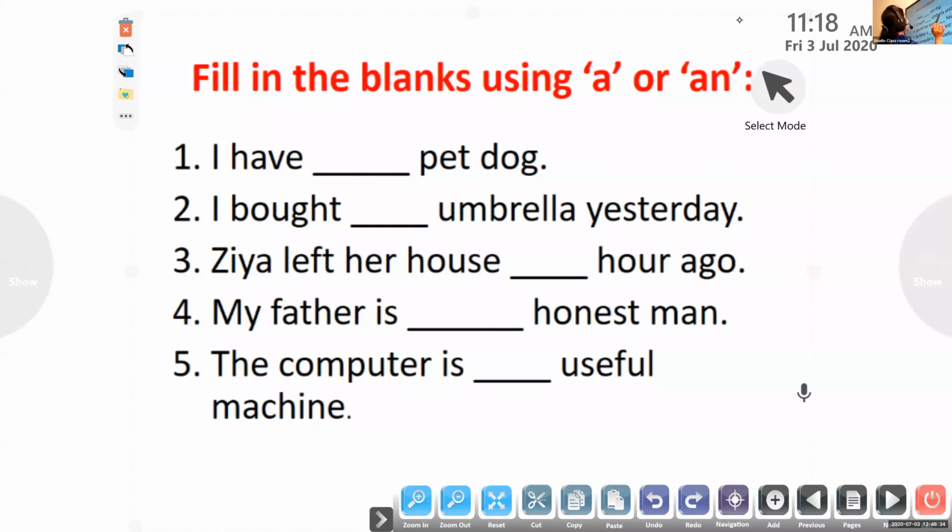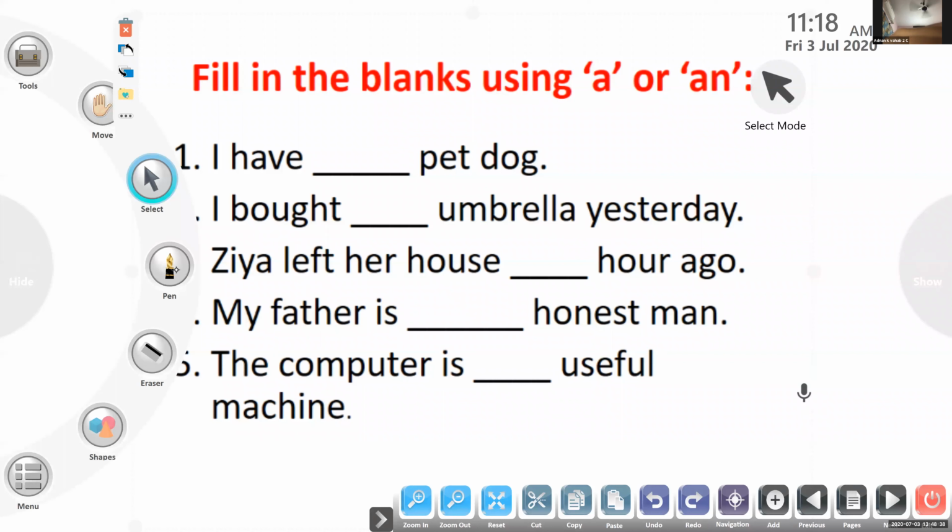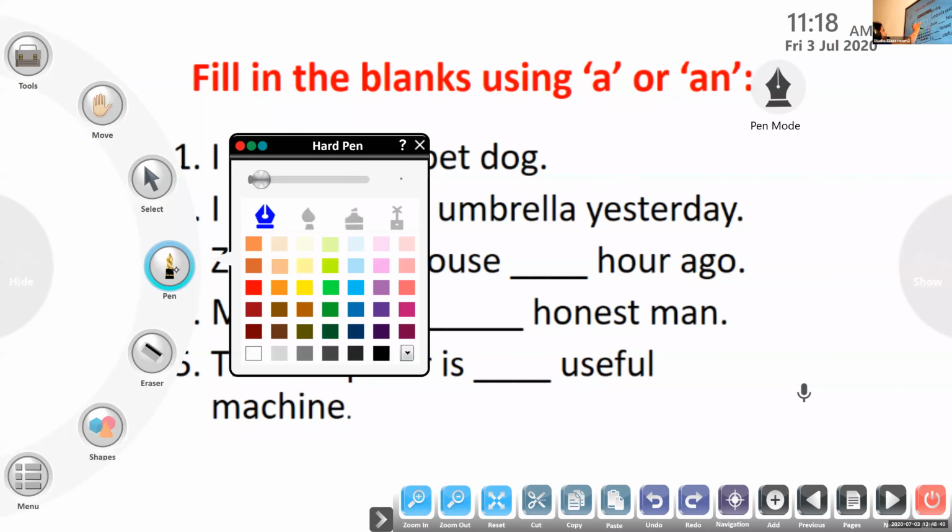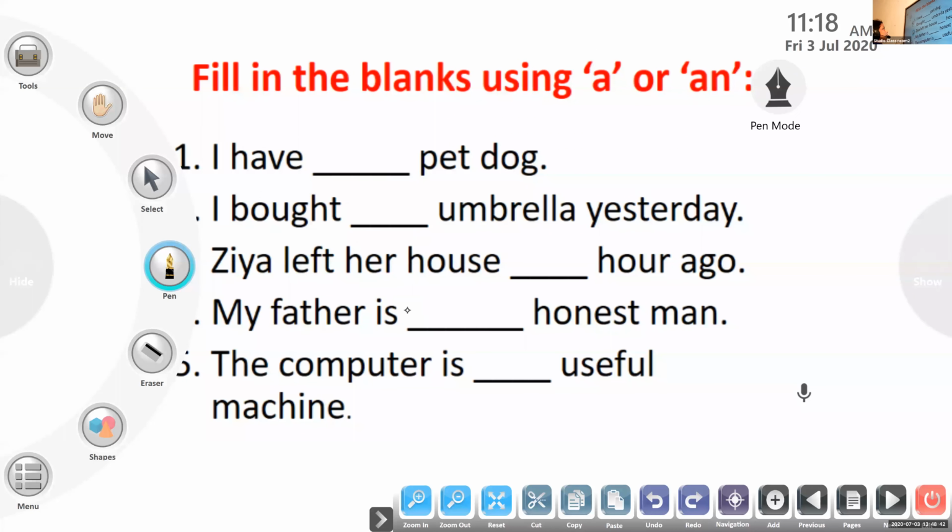Now, Fale, read the first sentence for me. I have dash pet dog. Please don't write. You just have to say it. First, you read the sentence, then you can say the answer. I have dash pet dog. Fale, read it once more.